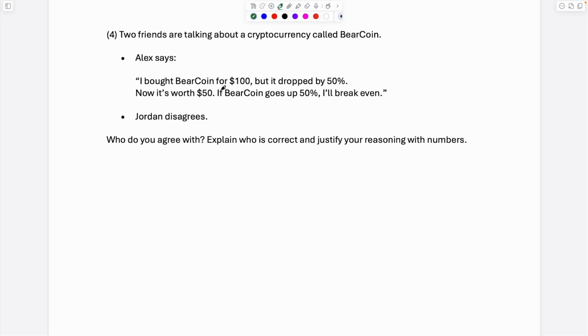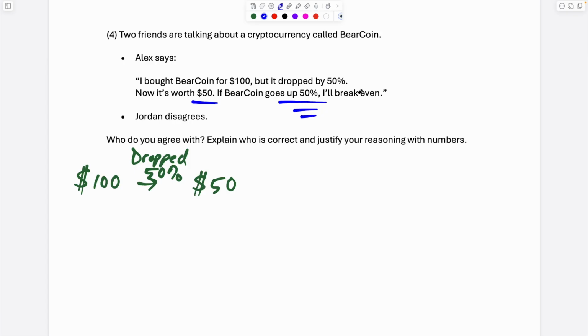So first, let's start with what Alex is saying. So Alex started off with Bearcoin. It was worth $100, and then it dropped. So I'll just say here that it dropped 50%. Okay, so it went down 50%, and now the new price is $50. But now the next part here, he says, now that it's worth 50, if it goes up 50%, then I will break even, which means that the price of Bearcoin, Alex thinks, will go back to the original 100.